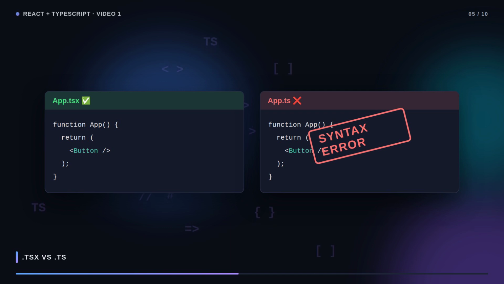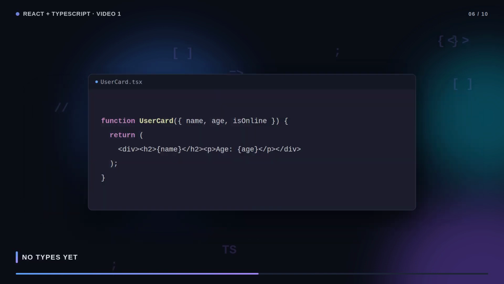Your first typed component. Step 1. Start with no types, show the problem. function UserCard({ name, age, isOnline }), with a p for the name, a p for the age, and a p showing online or offline, inside a div. Narration: Notice TypeScript is already complaining. name, age, and isOnline all have an implicit any type. That's TS telling us, I don't know what these are yet, you need to tell me.